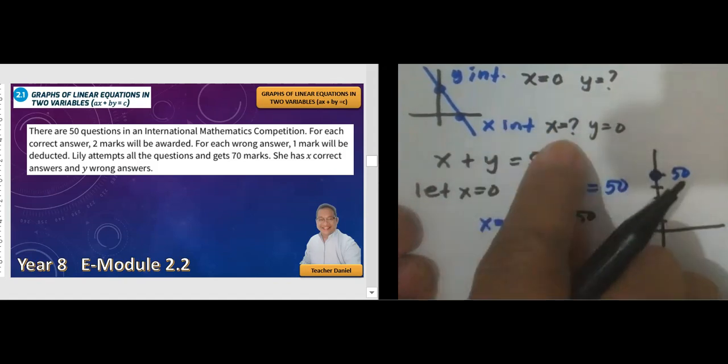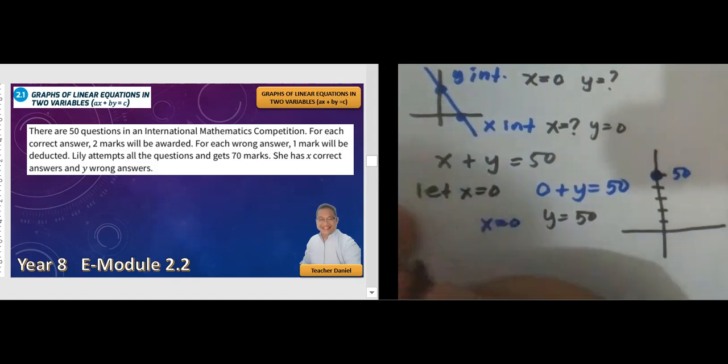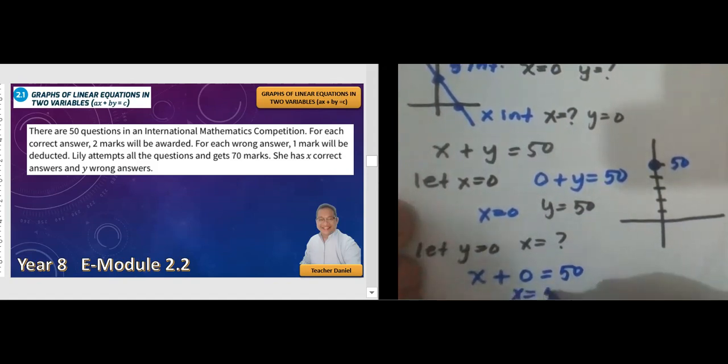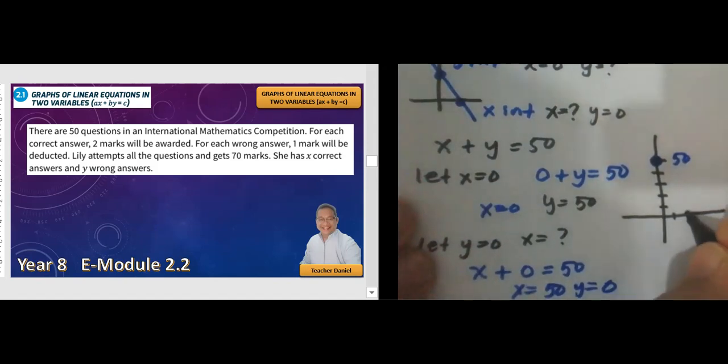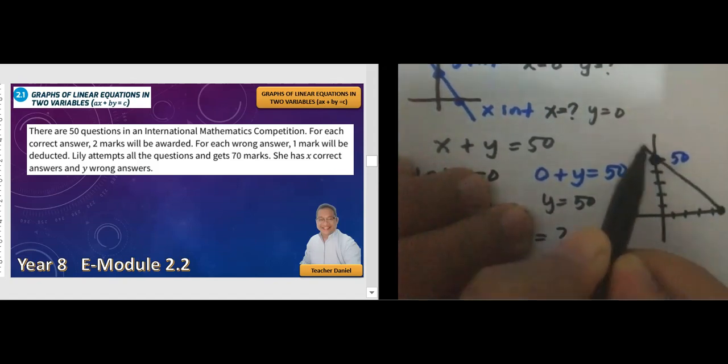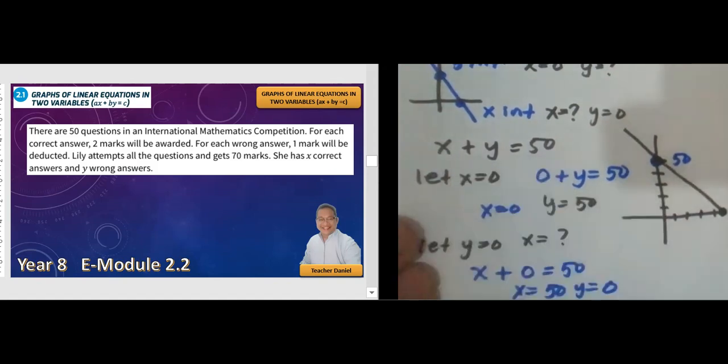Now we need to find out the x-intercept. Again, what we have said, to get the x-intercept, you let y equal 0 and you solve for your x. So in this one, you have x plus 0 is equal to 50. As you can see, your x is also equal to 50. So if x equals 50, y is 0, and we need to locate that point, which is in here: 1, 2, 3, 4, 5. So where is now the line? The line is connecting these 2 points. That is now the equation x plus y is equal to 50. Don't forget that.